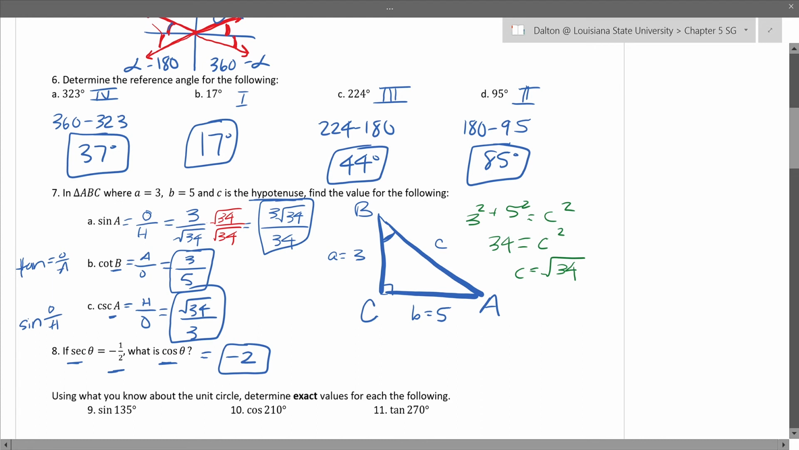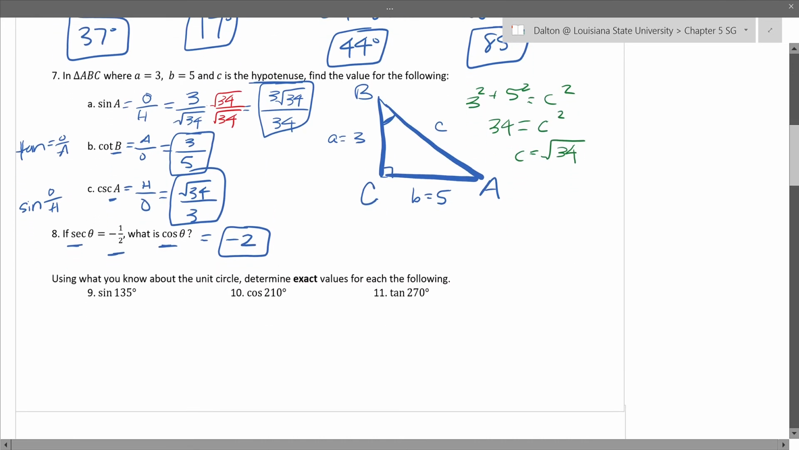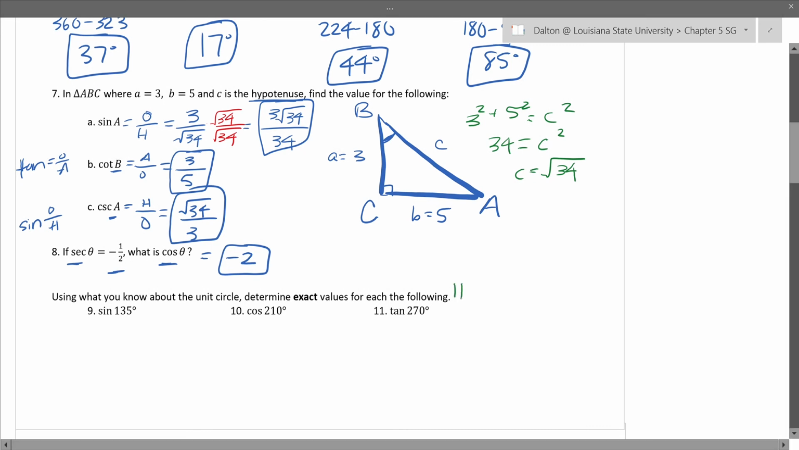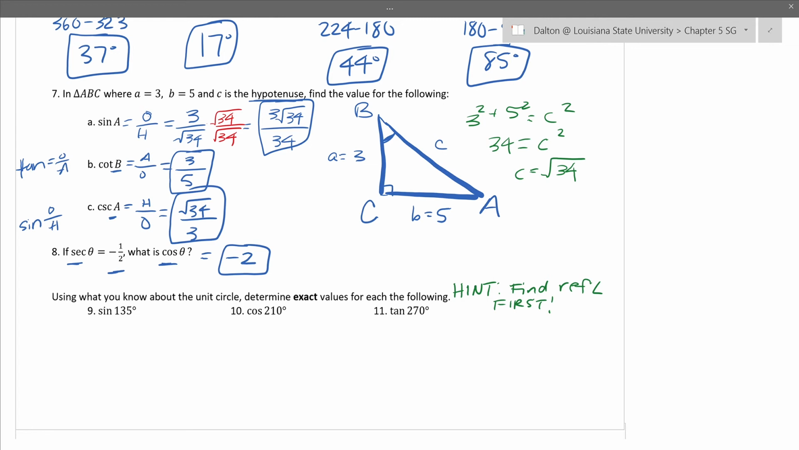Now, numbers 9 through 11, it says use what you know about the unit circle to determine exact values for each of the following. A hint that I want you to take is to find the reference angle first. Find the reference angle first. So for number 9, the sine of 135 degrees. Now, unless you have your entire unit circle in your brain to where the coordinate point for 135 is stored up in there, and you can just grab that, typically what happens is we have the first quadrant memorized, or we know how to generate that using our special right triangle rules.